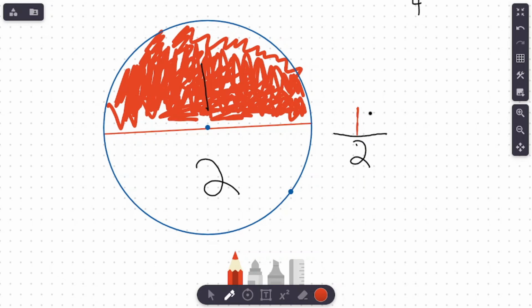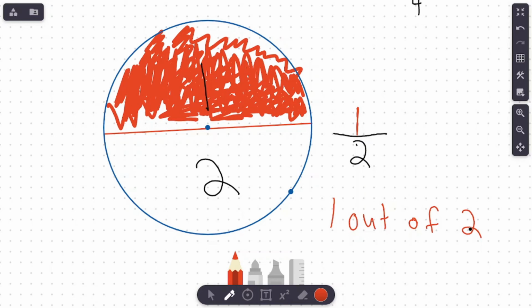So let's see if we can understand what this means. What this means is that in this problem, we have 1 out of 2. If we were to have a pizza here, and let's imagine this is a pizza, and we cut it right down the middle, and we broke it into 2 equal groups, and I gave you one of those groups, that means that you had 1 out of 2.